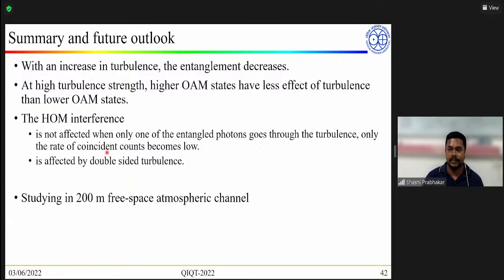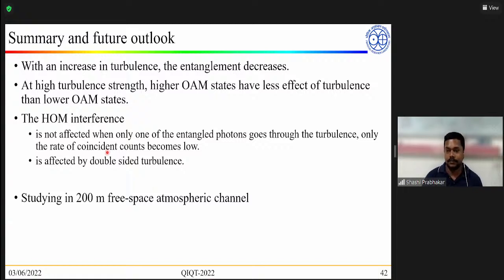Similarly, in the Hong-Ou-Mandel case, if only one of the photons is affected by the turbulence, there will be relatively no change in the visibility of the Hong-Ou-Mandel dip. It's only the number of photons reaching the detector that will be reduced.